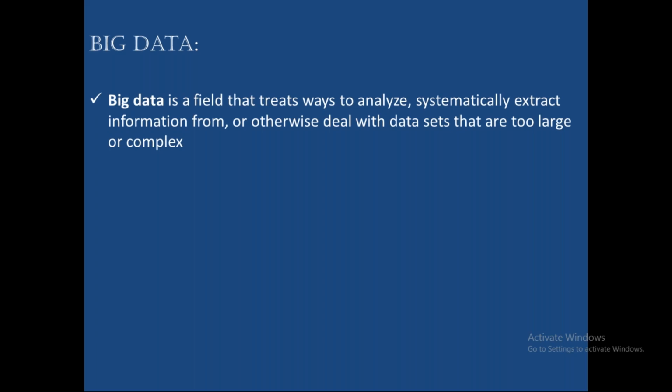Once you extract the data from these sources, you are going to analyze this data in a systematic way. This is one kind of definition you can explain. The second definition for big data is that you are dealing with data sets that are too large or complex. Too large means it's very big. Whatever data you are going to analyze, the data is too big, too large or complex. This is the kind of data you are going to deal with.